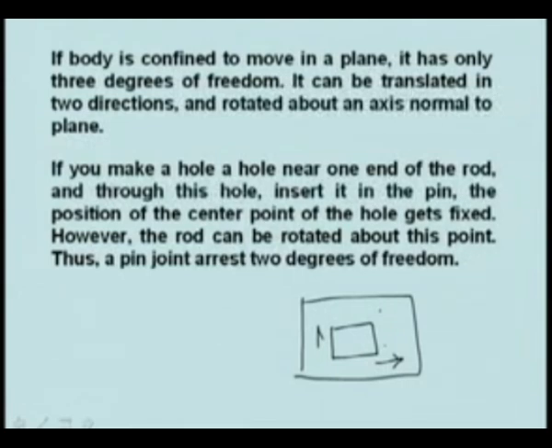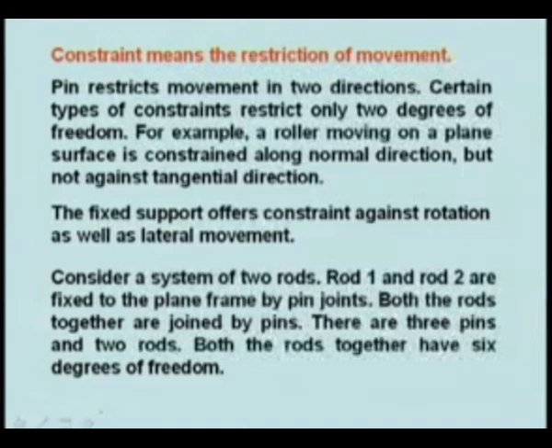If you make a hole near one end of one rod and insert a pin through this hole, the position of this point gets fixed. However, that rod can be rotated about this point. Thus, a pin joint arrests 2 degrees of freedom. If you fix a pin joint in a plane, it arrests 2 degrees of freedom.